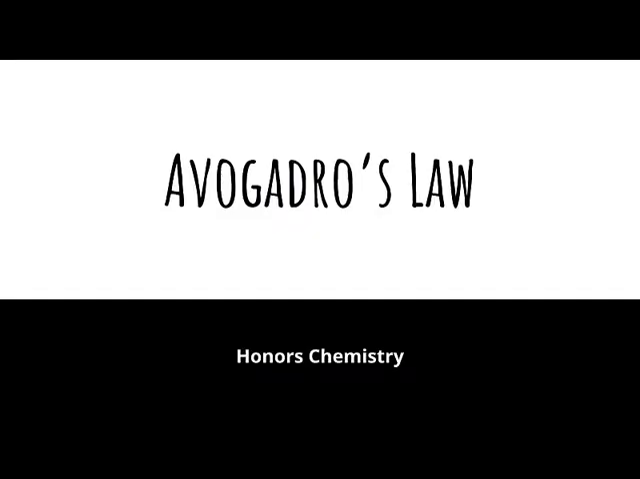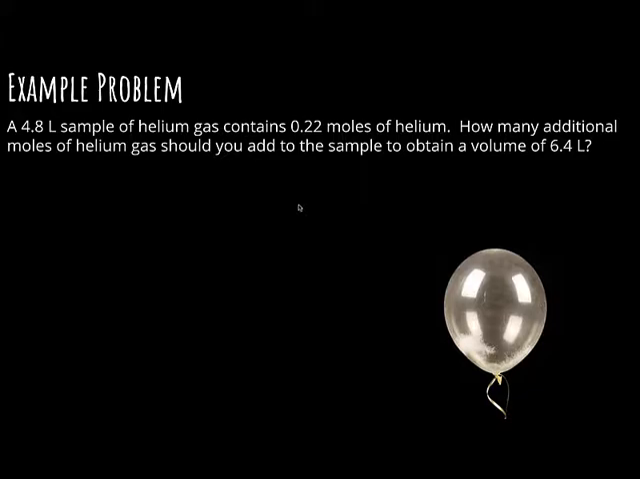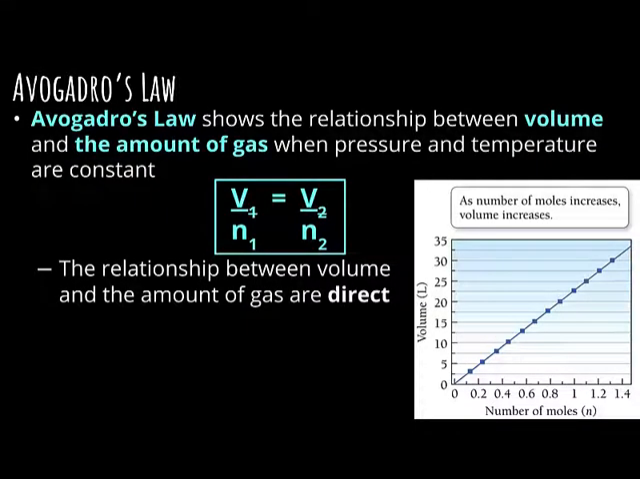So the last one we're going to look at before we combine all of them together is called Avogadro's Law. And this is the same Avogadro that we've talked about before. Avogadro's Law shows the relationship between volume and the amount of gas, or the number of moles of gas, when pressure and temperature are constant. This is also a direct relationship, so as one increases, the other increases.